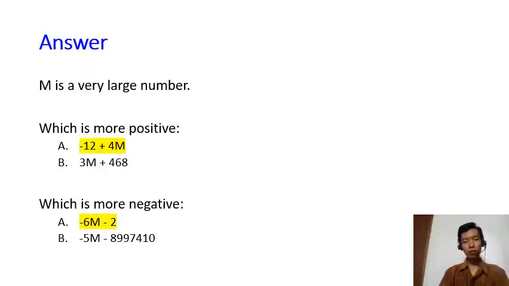For example, minus 5M minus 89974110, it doesn't matter. Minus 6M is more negative than minus M minus whatever. So you don't really need to care about the other number. You just need to pay attention to the coefficient that is attached to the Big M.